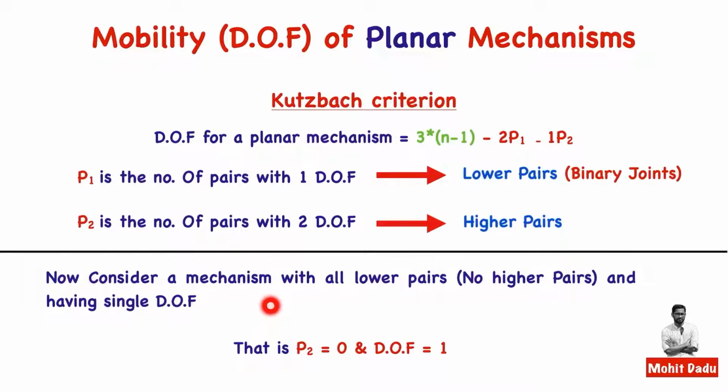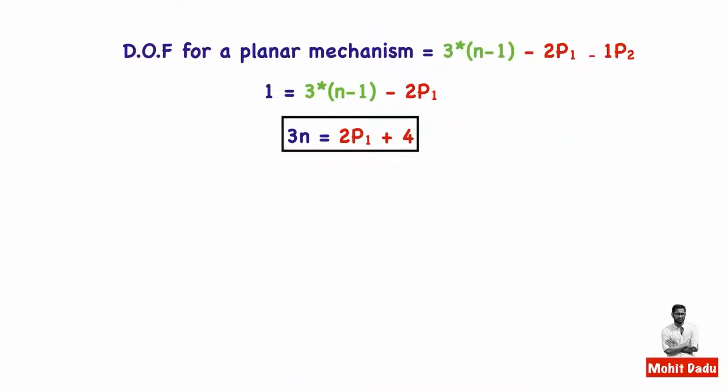Now we are considering a mechanism which has lower pairs only, that is P1 only, and no higher pairs, meaning we take the P2 value as 0. And we are assuming that the mechanism has a single degree of freedom. So if you substitute the degree of freedom as 1 and the number of higher pairs P2 as 0, you can modify this Kutzbach criteria, and the equation takes this form: 3n = 2P1 + 4.